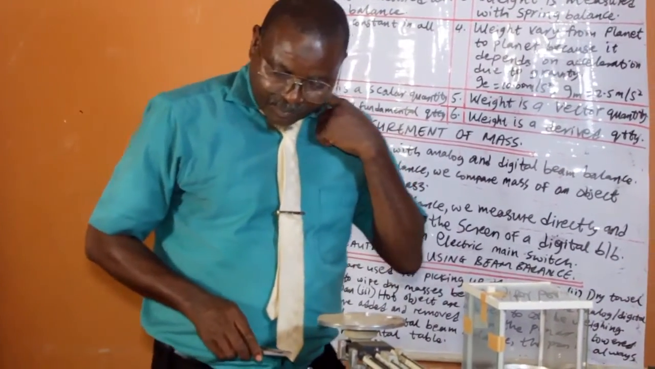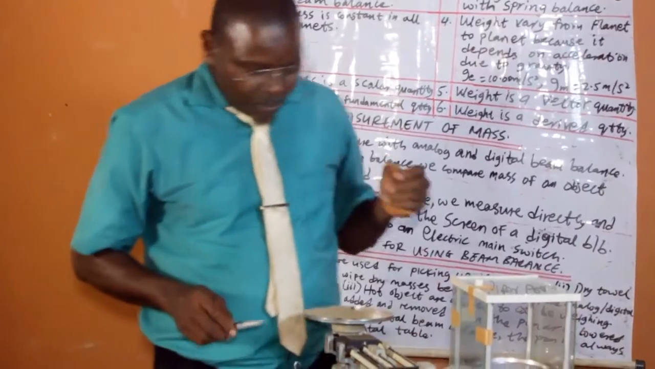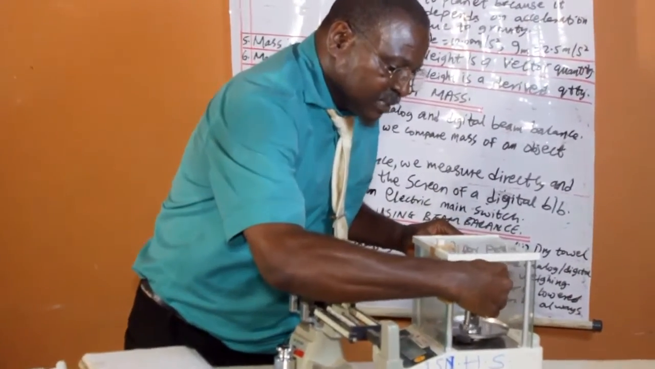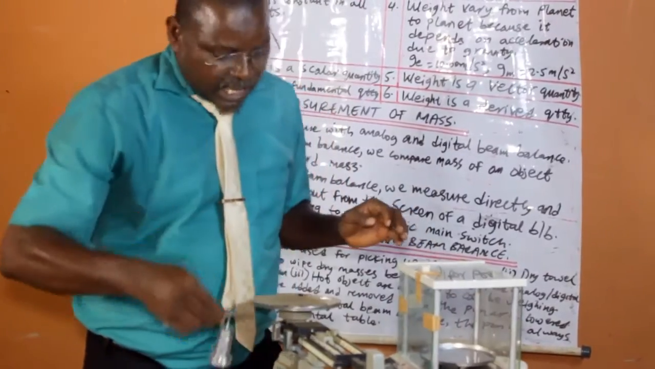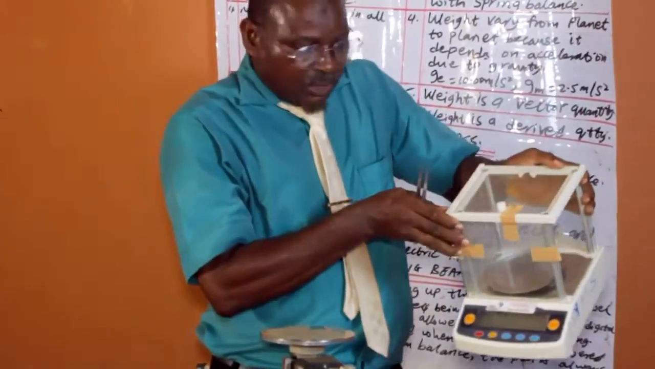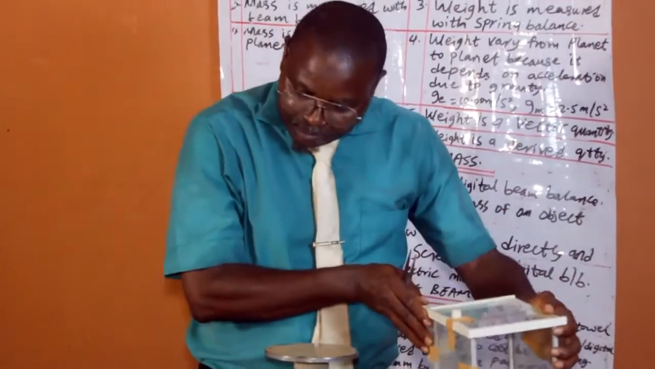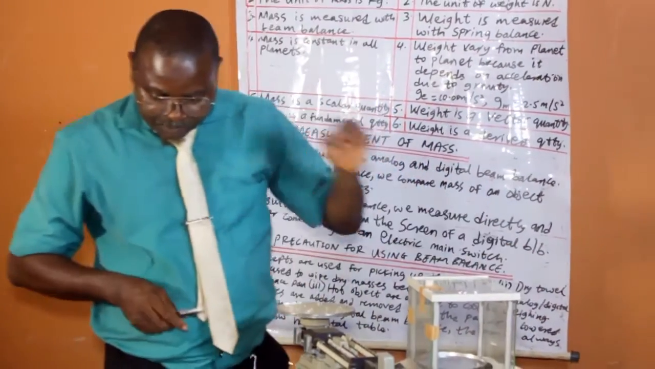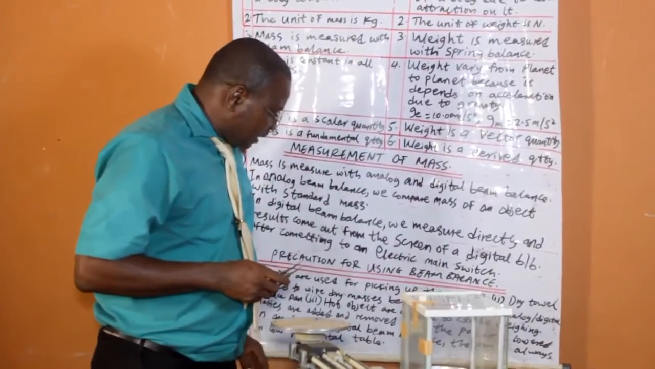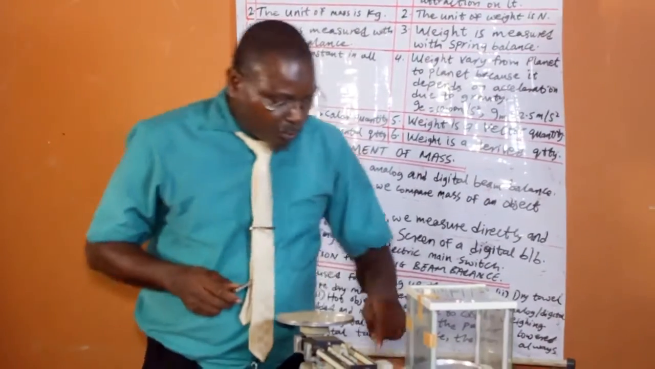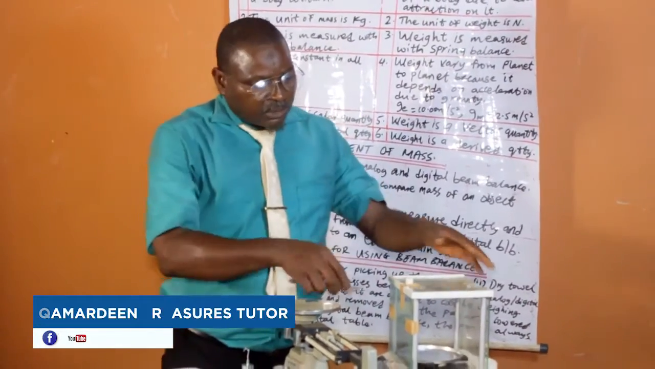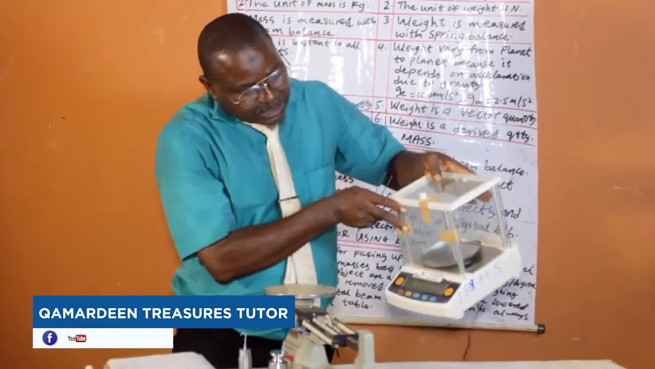While in digital beam balance, we place the mass inside the pan of the digital beam balance with forceps, and the value of that mass appears on the screen of the digital beam balance. First of all, connect the digital balance to the electrical main switch. Then we switch it on and place the mass in the pan. So we read the value of the mass on the screen.